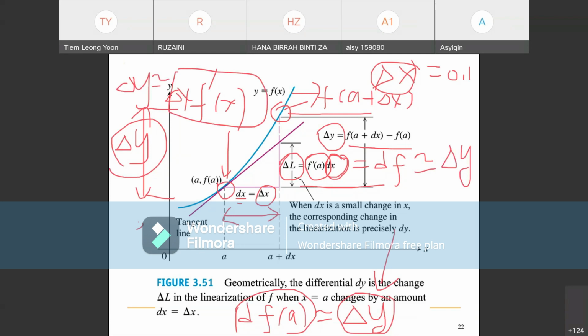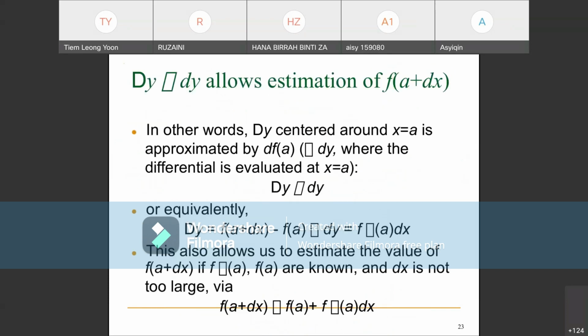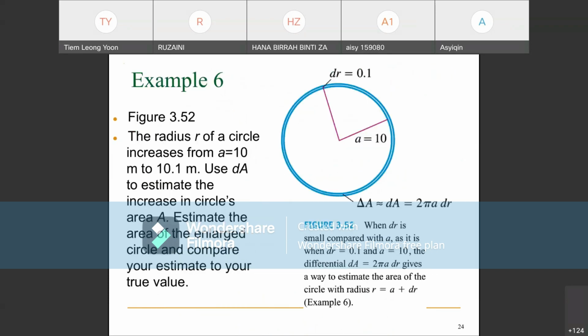So you can use this approximation in the next example, which I'm going to show you now. So if you have, say, a function of a circle in terms of its area. So the area has a function A, which is given by, let me draw on this. So you have a function A which represents the area of a circle, which is equal to pi r squared, right?